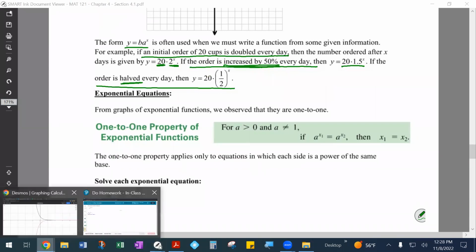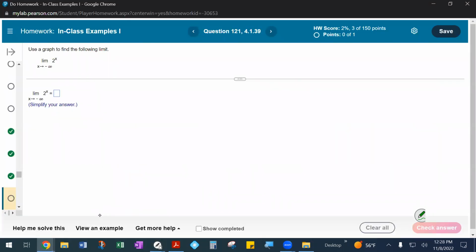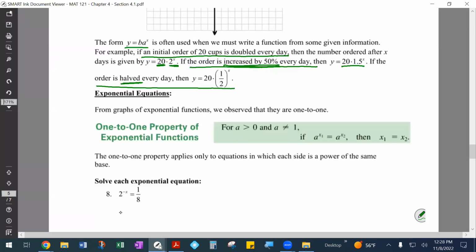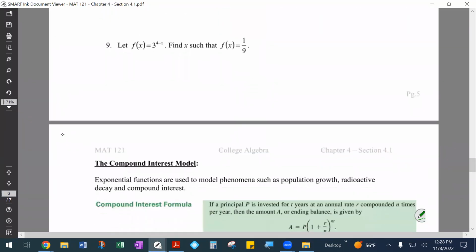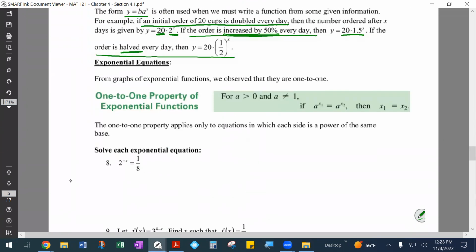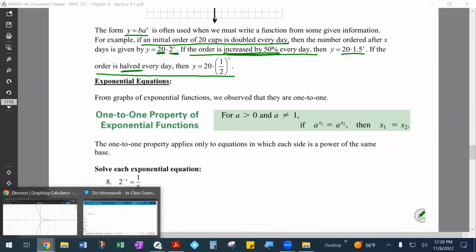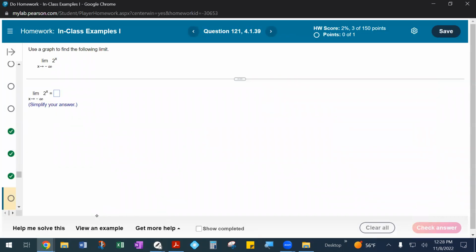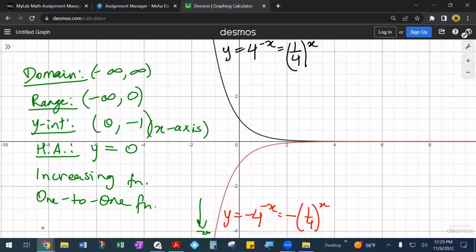Okay, we'll get with this in a minute. Let's come back over here. This is just talking about what kind of behavior your function is going to do as your x is going to negative infinity. So let's take a look at that.